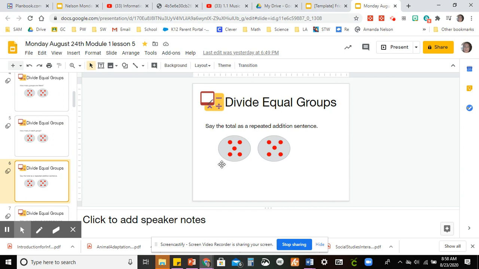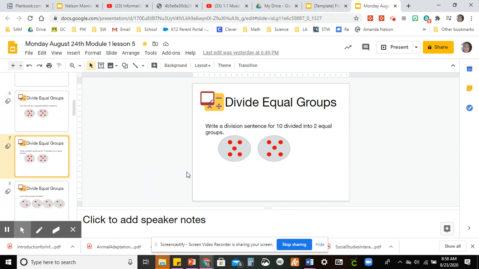So we're going to say the total as a repeated addition sentence. 5 plus 5 equals, what would that equal, everybody? Think of your hands. 5 plus 5 equals 10. So there's our repeated addition sentence. Now let's write a division sentence, but we're going to start with the total. So we figured out the total was 10. So 10 divided into 2 equal groups will give us 5, because we're only thinking about one group. So 10 divided by 2 equals 5.